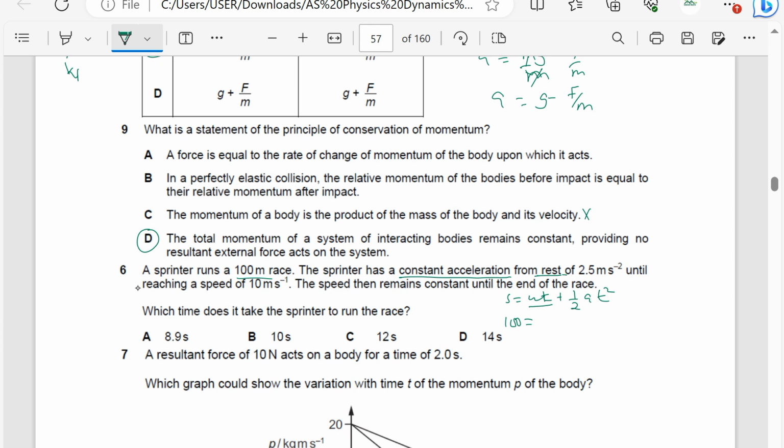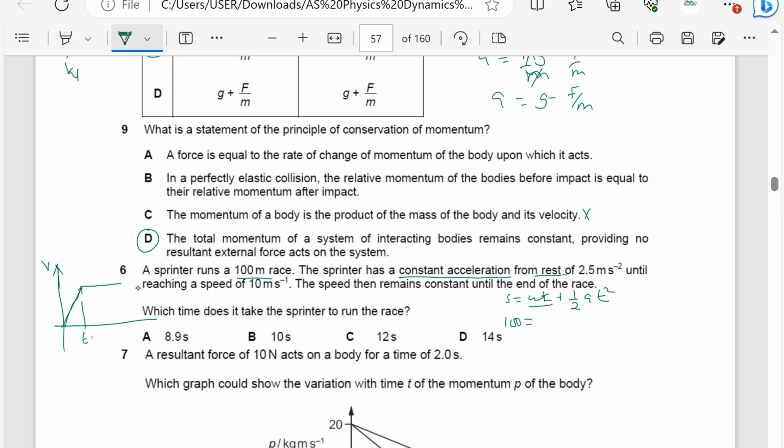The speed then remains constant until the end of the race. Okay, the best way to do this, I'll sketch the graph. So I'll sketch a simple graph here. Speed constant, speed constant acceleration. So this is a straight line, then a horizontal line for constant speed.